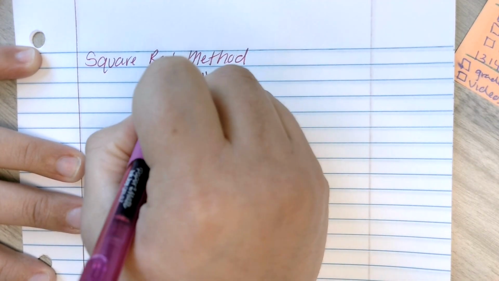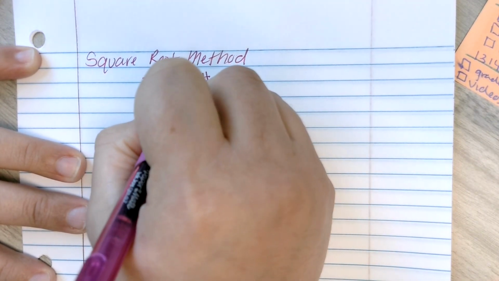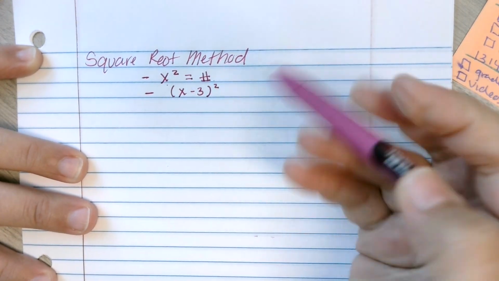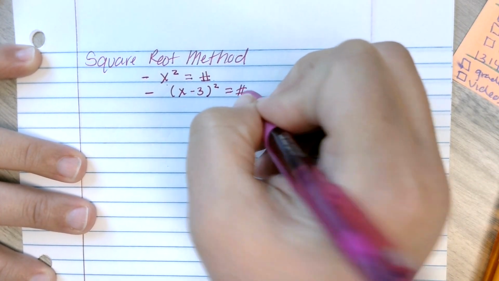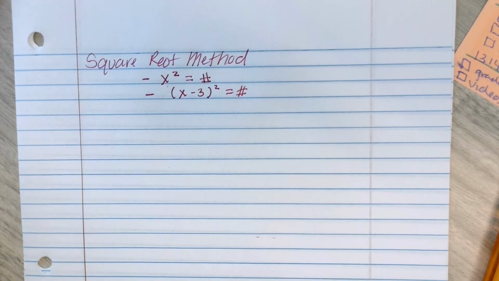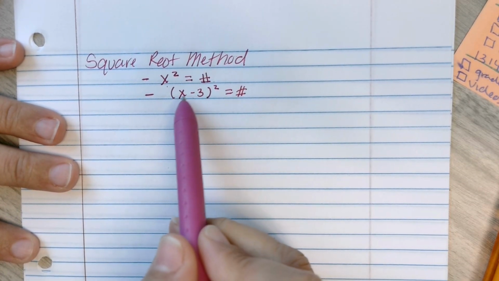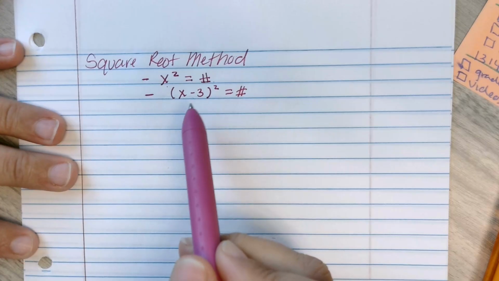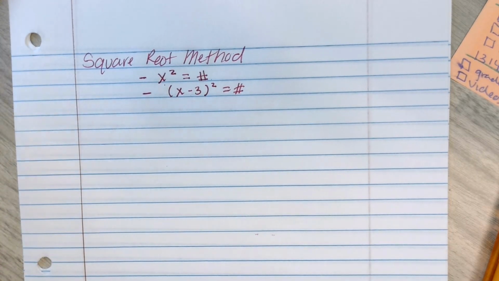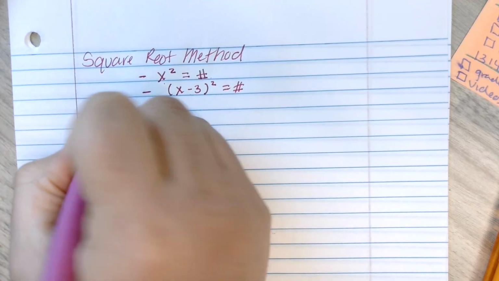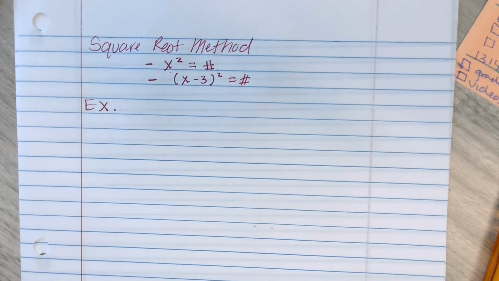I'm also going to use it anytime my problem starts off with a parentheses. So this parentheses here with a squared, I'm also going to use the square root method. Do not multiply out this squared and cause more work. It's not wrong, but it's a longer problem than I intended it to be. Let me show you some examples here.